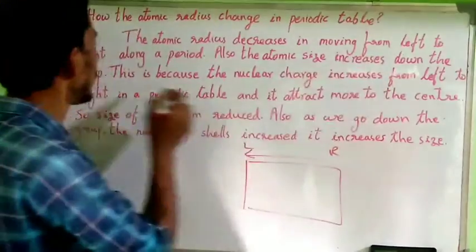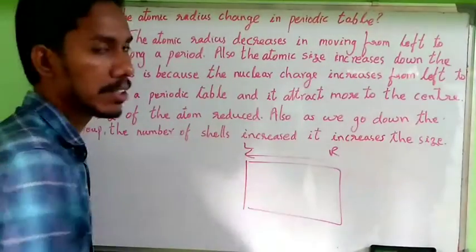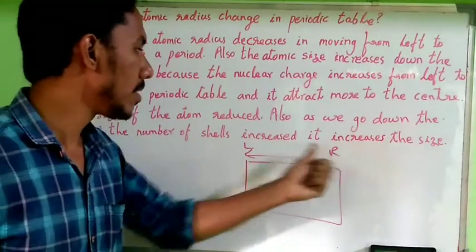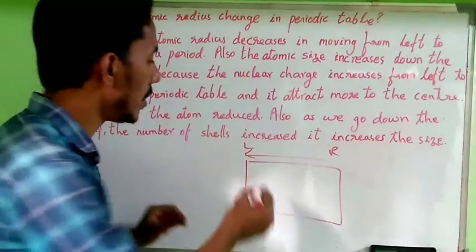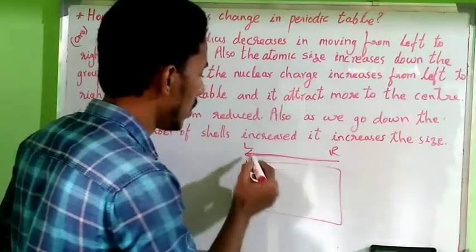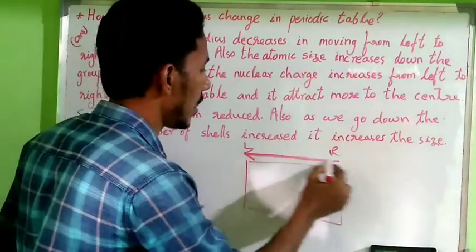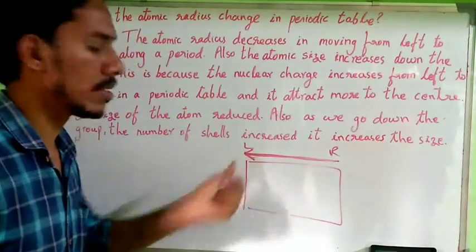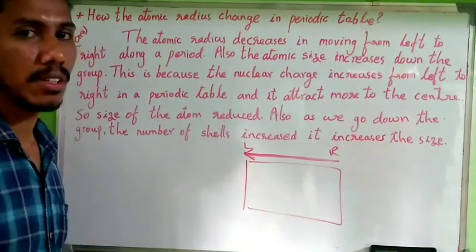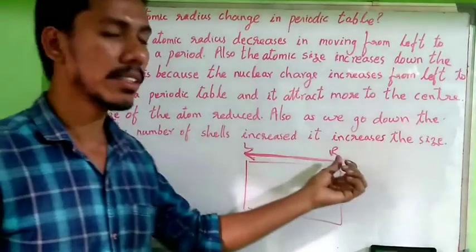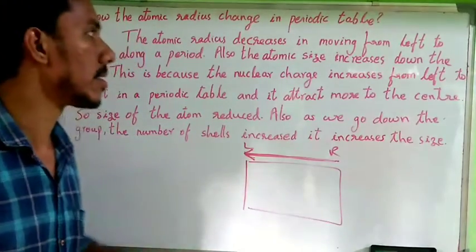Left to right along a period, the size decreases. That is why I represent this part as an arrow mark. It is small on this side and large on this side. So as we move from left to right, size decreases.